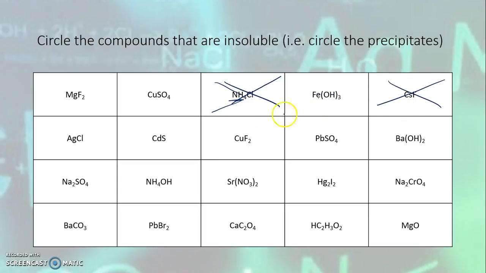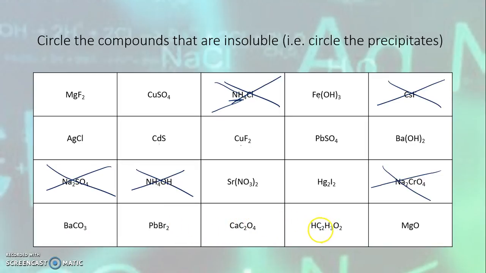Iron is not a group 1 metal. Cesium is, so we're going to cross it out. Silver is not a group 1 metal. Cadmium, no. Copper, no. Lead, no. Barium, no. Sodium is, so we cross it out. Ammonium, it's ammonium, so we cross it out. Strontium, nope, it's group 2. Hg, no. Na, yep, so we cross it out. Ba, nope, that's group 2. Pb, Ca, nope, group 2.